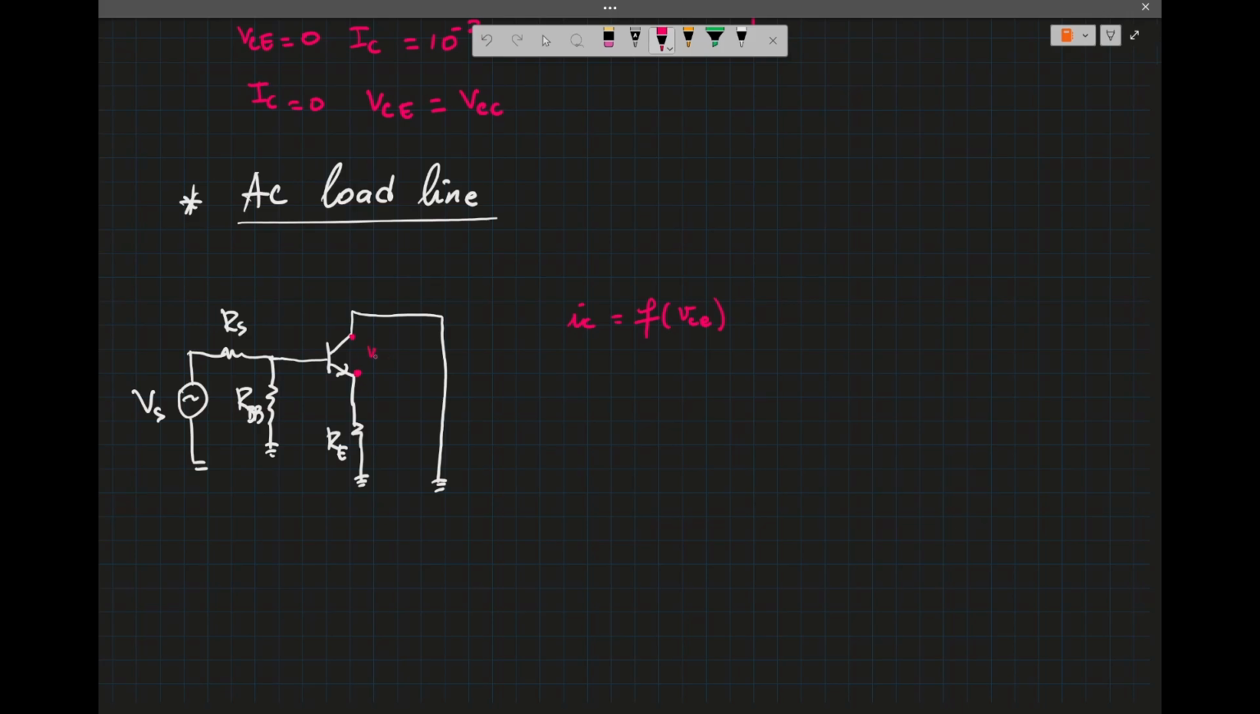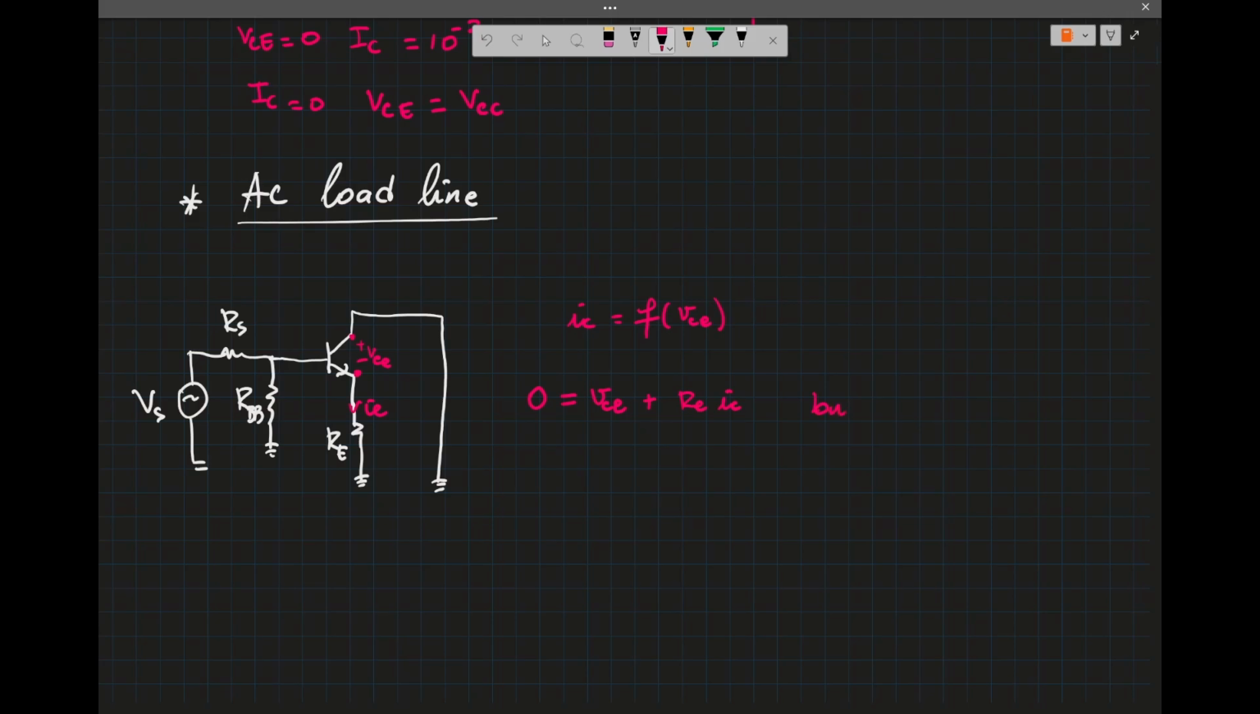So VCE. All right, so 0 will be equal to VCE plus RE IC. Yes, IC almost equal to IE, like we said.